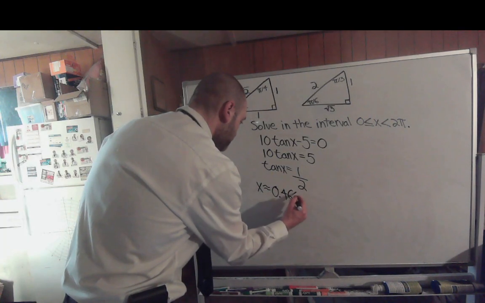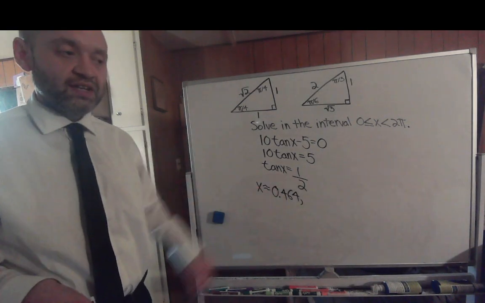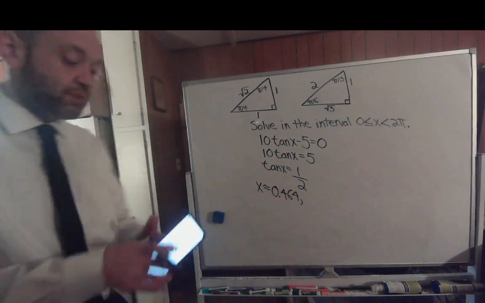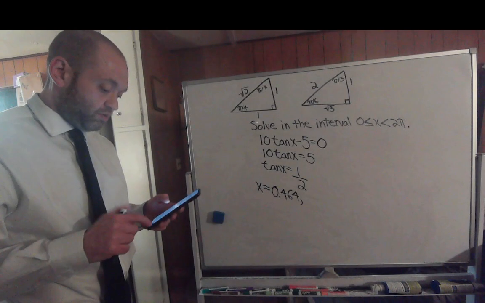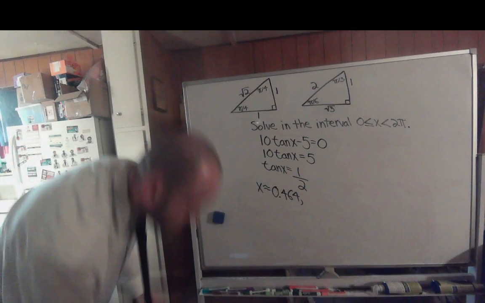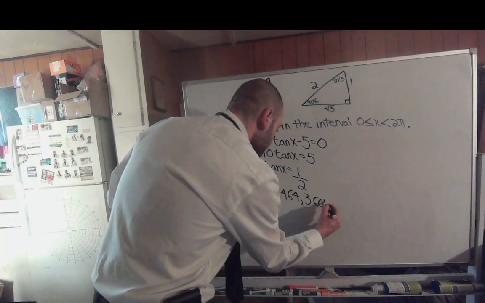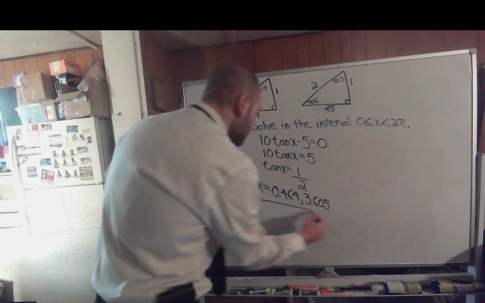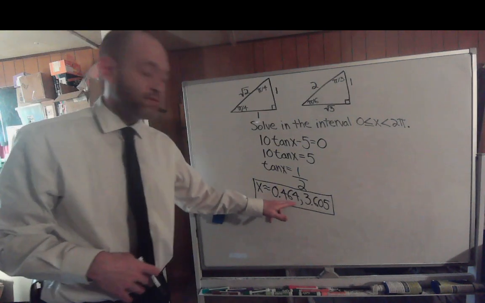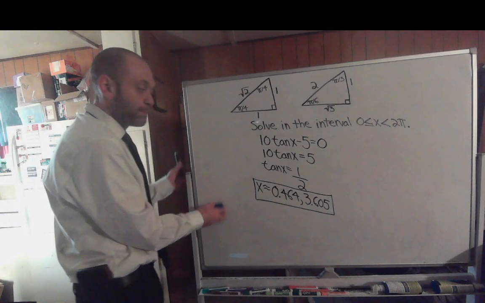So you'd have 0.464 radians, but also where is the tangent positive again? It's actually positive in the third quadrant. So if we add this to pi, we should get another approximation. You should get 3.605 radians. So x would be approximately equal to 0.464 radians and 3.605 radians.